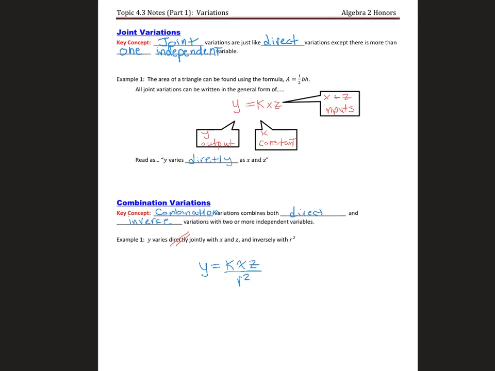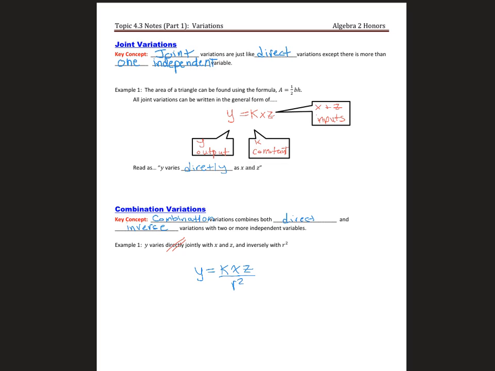All right, so in this video, we talked about 4 different types of variations: direct, inverse, joint, and combination variations.